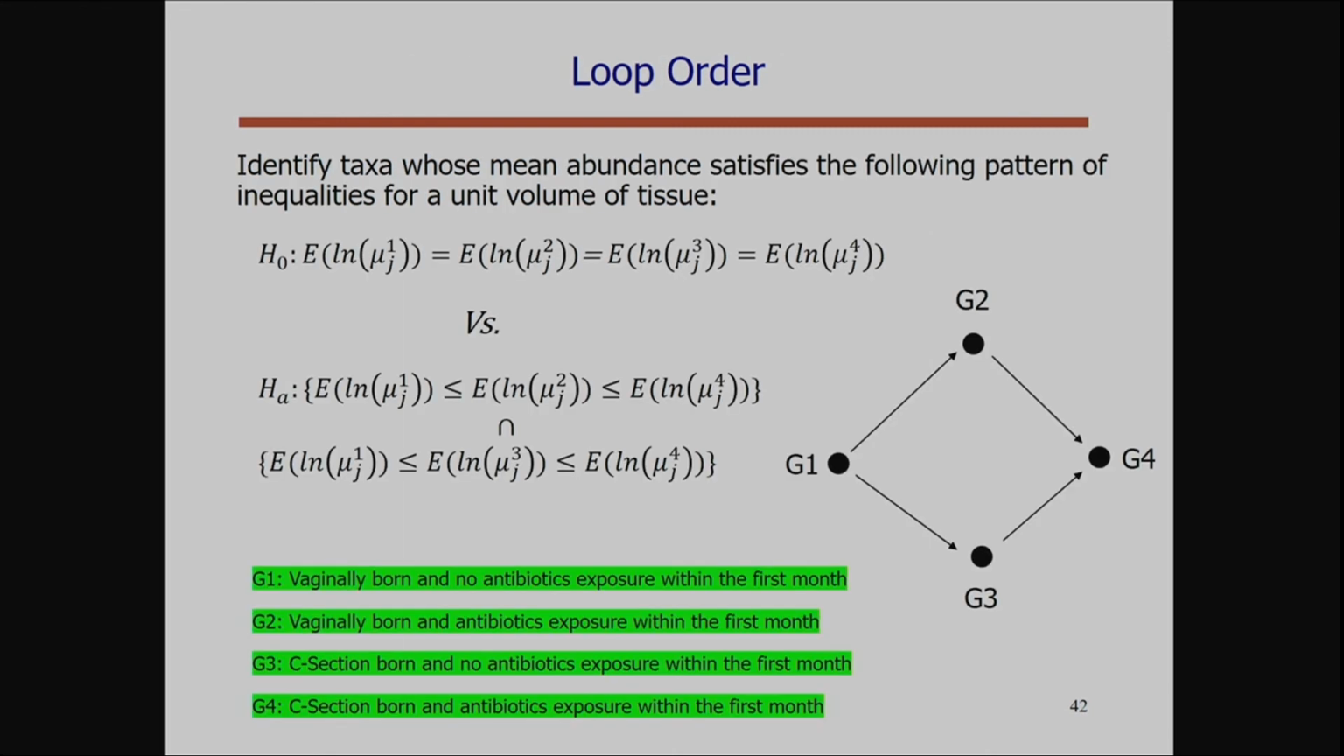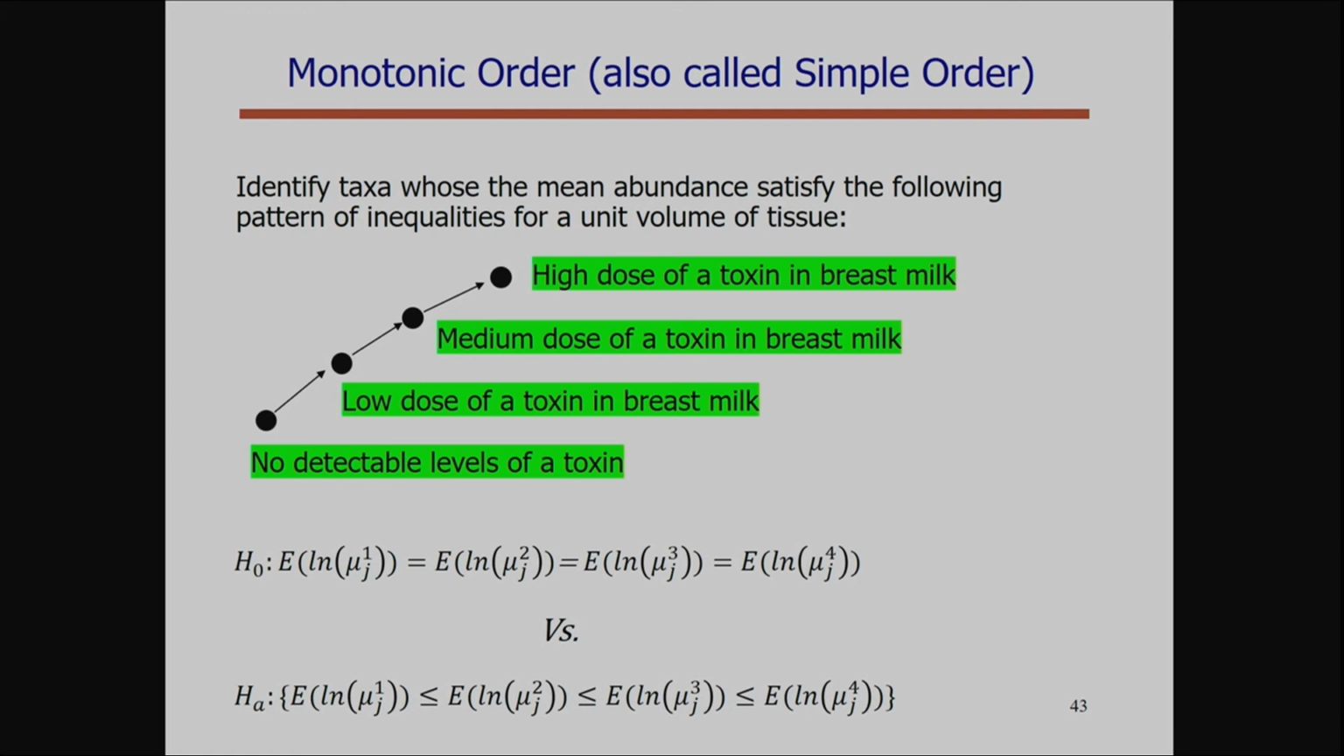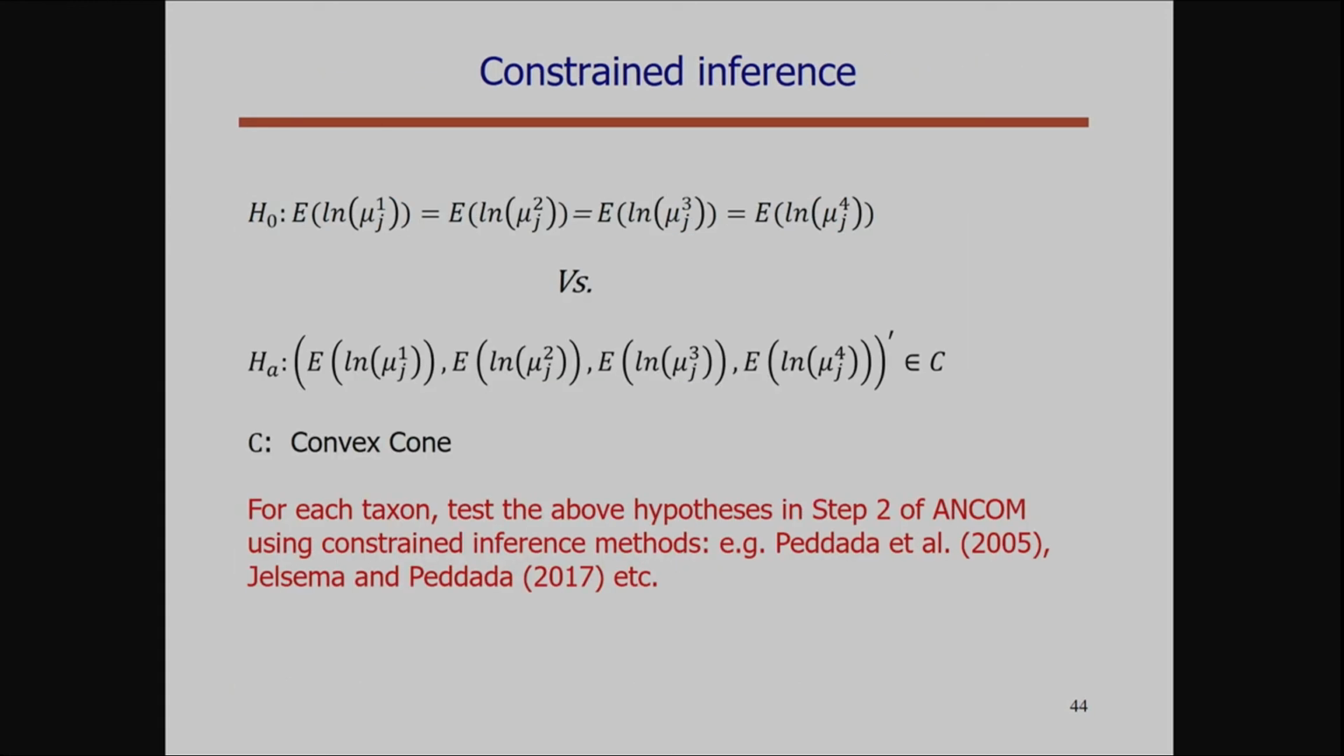So the null hypothesis of interest is basically that there's no difference between the 4 groups. The alternative is that G1 is better than G2, better than G4, or G1 is better than G3, better than G4. So you can be testing very targeted hypotheses like that, and we've been developing methods to deal with such specific hypotheses when you have multiple groups. Or you could be interested in testing for trends. So you have no detectable levels of toxin in the breast milk, and as the level of toxin in the breast milk increases, does the abundance of a taxon increase or decrease? Again, we have developed methods for this kind of thing.